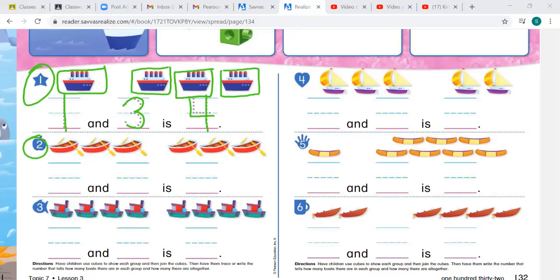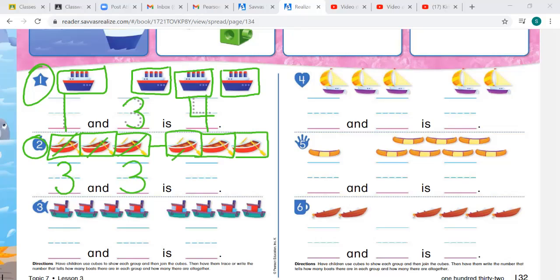All right, let's look at number 2. We have 3 groups of boats in our first group, 1, 2, and 3. So we have 3 cubes. And we have 3 boats over here in this other group. So we have 3 and 3. Now we would connect them together, and that would give us how many altogether? 1, 2, 3, 4, 5, 6. That would give us 6 boats altogether.